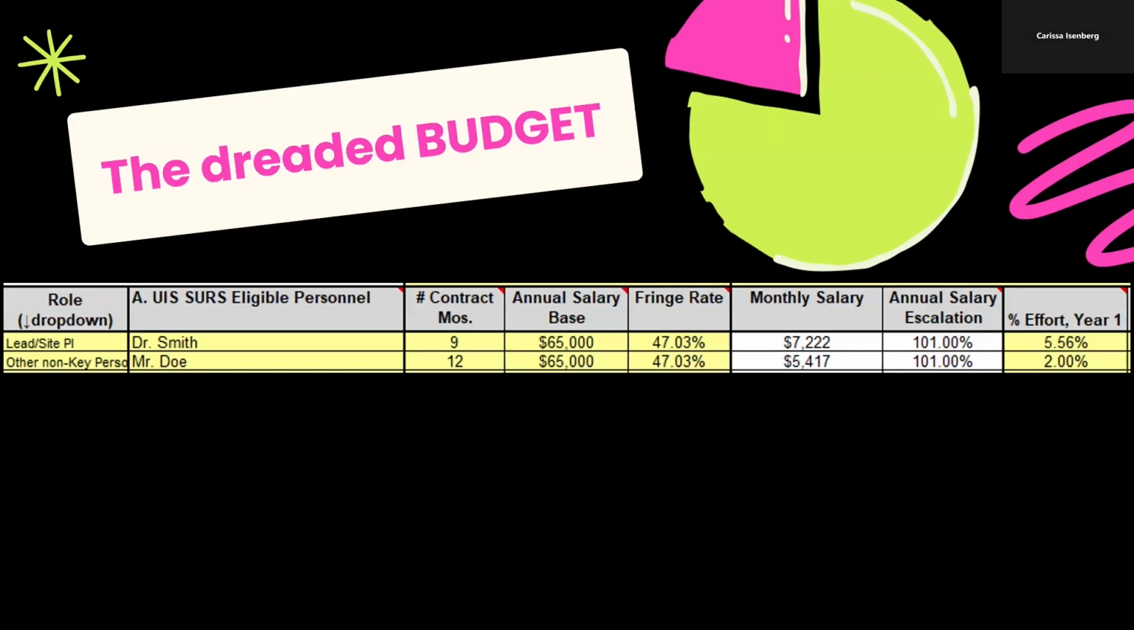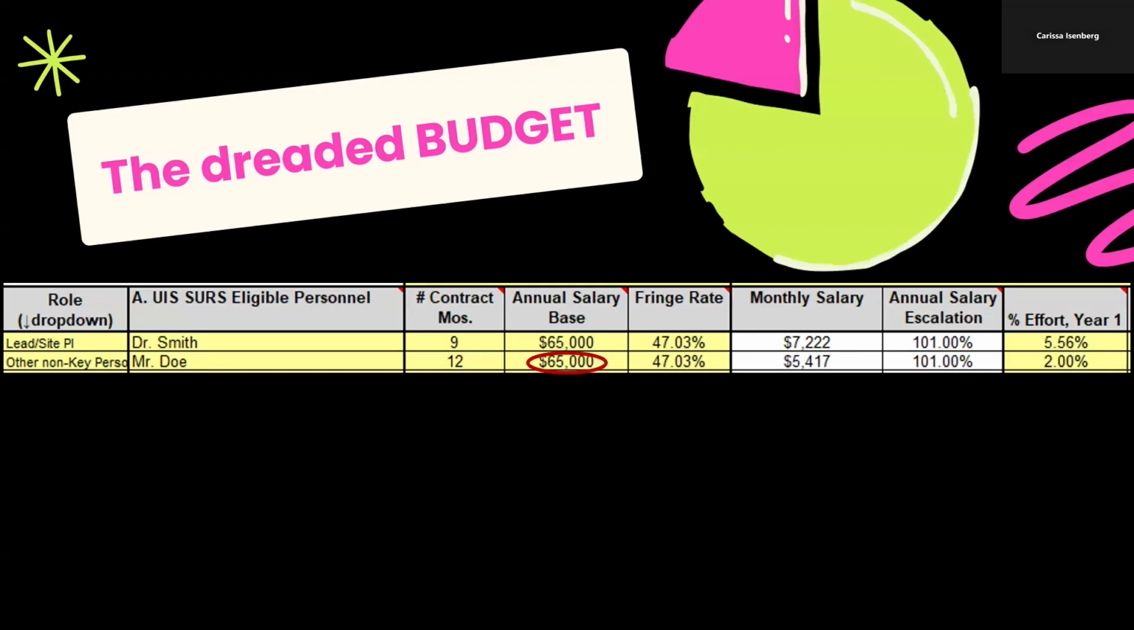In the last installment, we already covered our key personnel, Dr. Smith. In this installment, we have other non-key personnel, Mr. Doe. This is a salaried, SERS eligible, retirement eligible individual. So even though Mr. Doe is not senior personnel, we do need to calculate it in this section because of his salaried nature and his eligibility for retirement. You'll notice that Mr. Doe is on a 12-month contract. He is not faculty, so he is not on that 9-month contract.